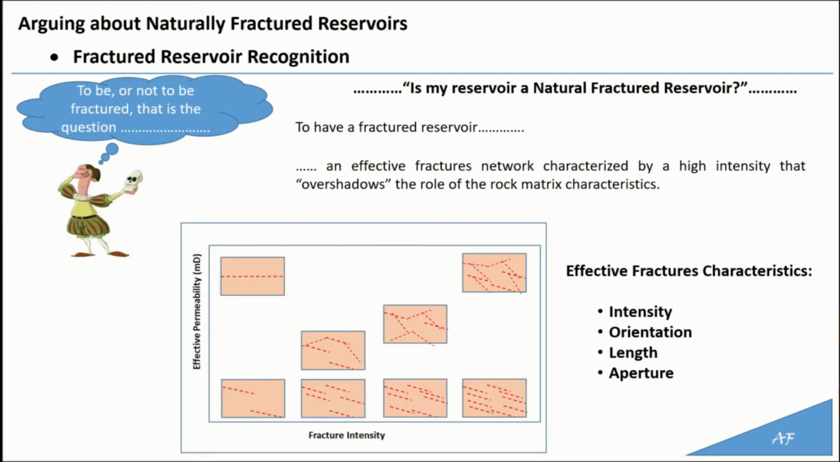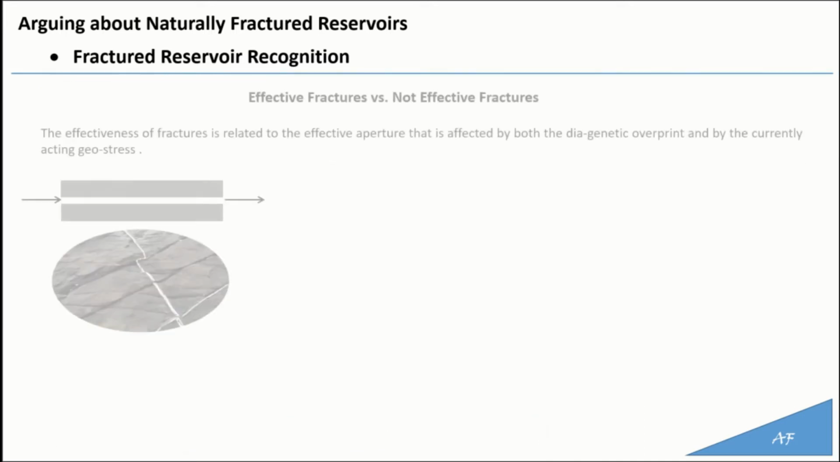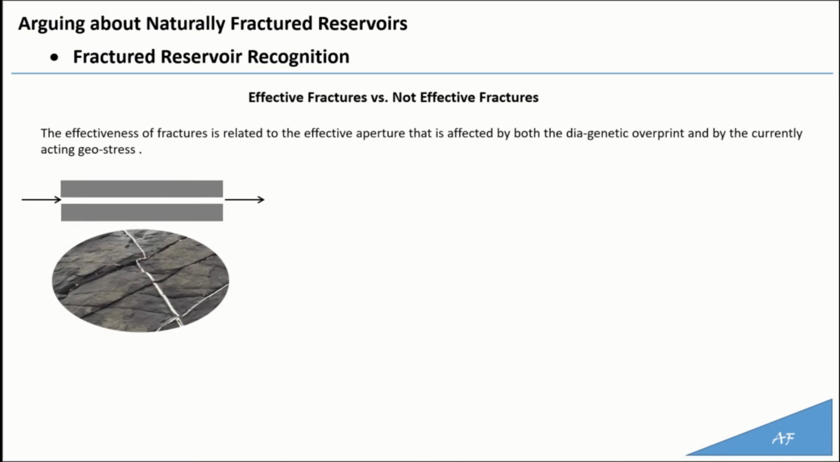In the plot on the left, describing the fracture intensity on the x-axis versus the effective permeability on the y-axis, different fracture networks are sketched. We can see that for a given fracture intensity, the fracture network permeability can be quite different in relation to fracture orientation and length, impacting on the percolation threshold. Of course, also the fracture apertures are bound to affect the permeability of the network.